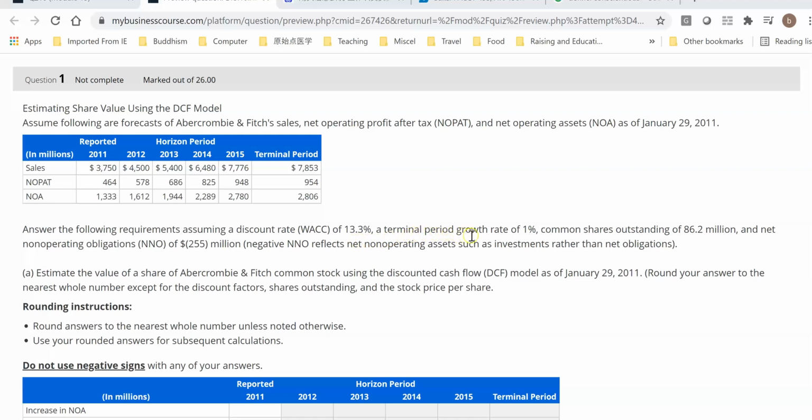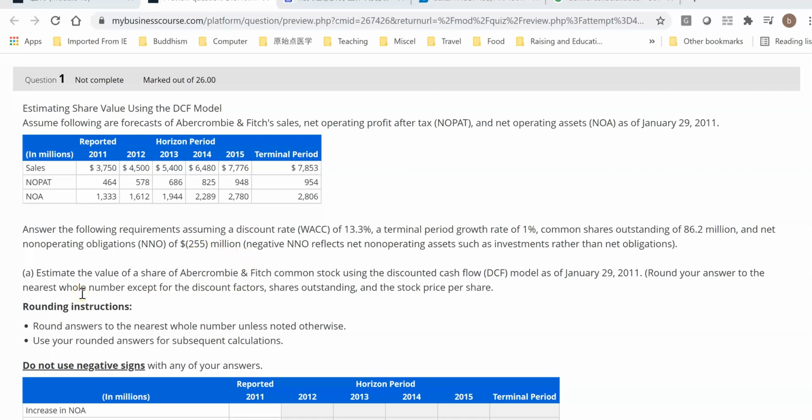13.3%, and the terminal growth rate, and shares outstanding, and net non-operating obligations, NNO. Notice here it's a negative number, which means that the firm actually has some investment in some other firms, or in the financial market, so it's earning money instead of having the liabilities or obligations. We know that after we have done the DCF, discounted cash flow model, to get the intrinsic value of the firm, we need to subtract the NNO to get the intrinsic value of the equity. Since we are subtracting a negative number here, eventually we need to add the negative value of this NNO, which is positive $255 million.